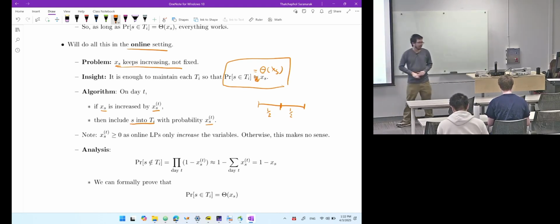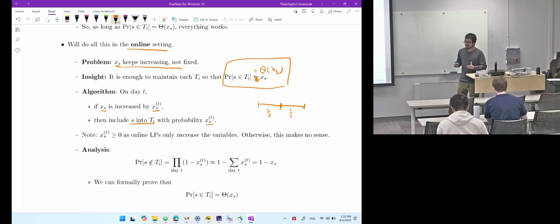Okay, so that's it for today. You see the way to solve online algorithms using LP. Next class is going to be the starting point of multiplicative weight update, which is one of the coolest algorithms. Yeah, see you next time.